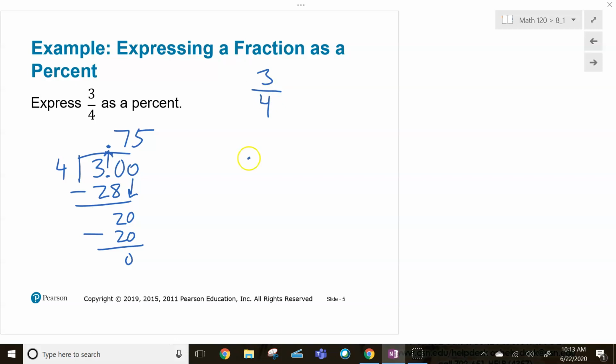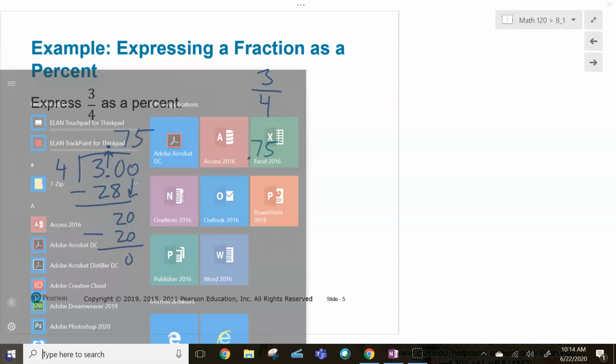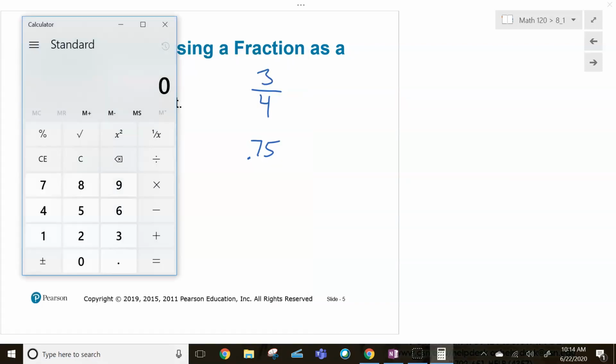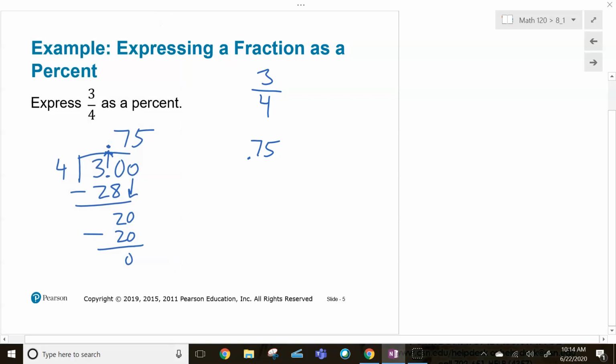So 3/4 is the same as 0.75. Once you get it to a decimal, and of course you can do the same thing with your calculator, you just go 3 divided by 4, and you get 0.75.